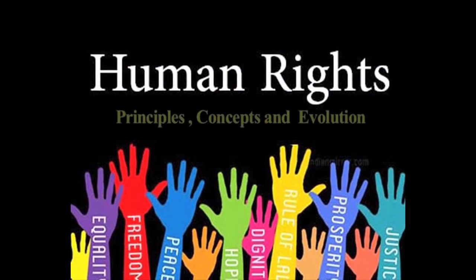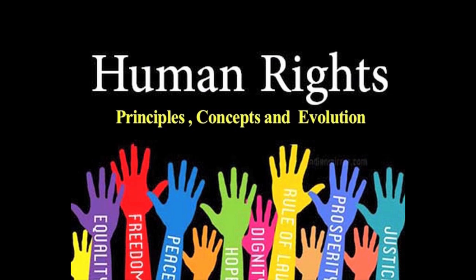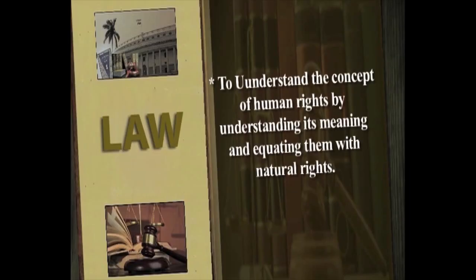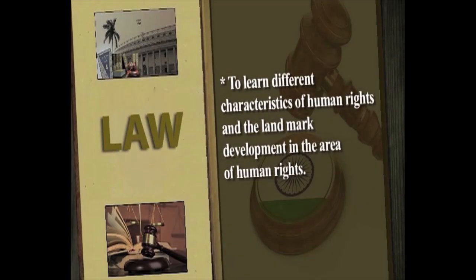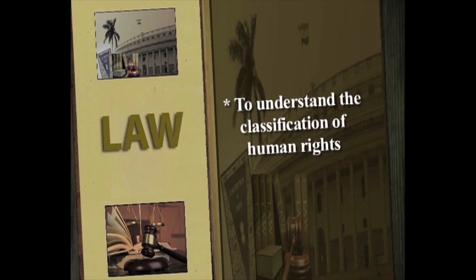Hello viewers, today we are going to discuss the lesson on human rights: principles, concepts and evolution. The objectives of this lesson include understanding the concept of human rights by understanding the meaning and equating them with natural rights, tracing the evolution of human rights from a historical perspective, learning the different characteristics of human rights and the landmark developments in the area of human rights, and finally, to understand the classification of human rights.